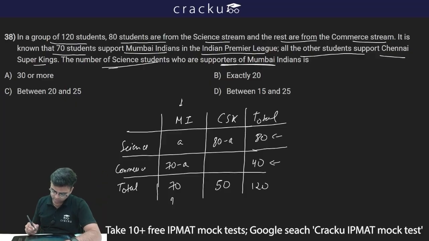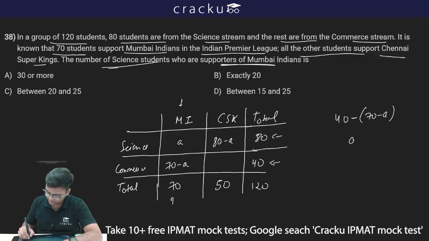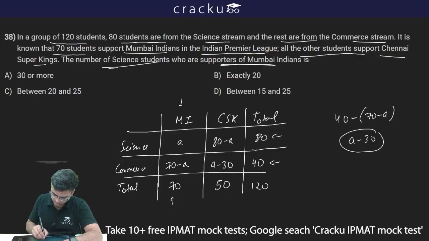Now again, if I look at this column, there are total 40 students, and out of those 40, 70 minus A are supporting Mumbai Indians. 40 students in commerce and 70 minus A are supporting Mumbai Indians, so the rest will be supporting CSK. And what are the rest number of students? It is 40 minus (70 minus A). So this will be A minus 30. Now if I look at this column, if I add these two values, this will become equal to 50.